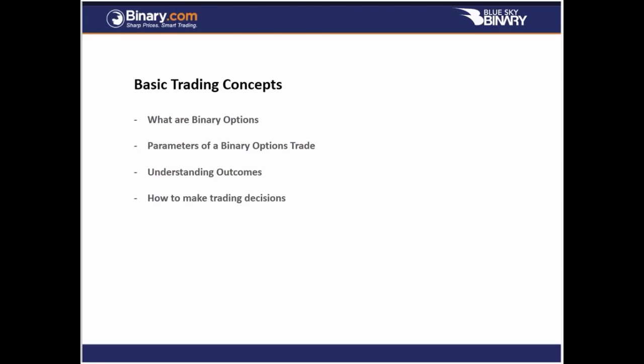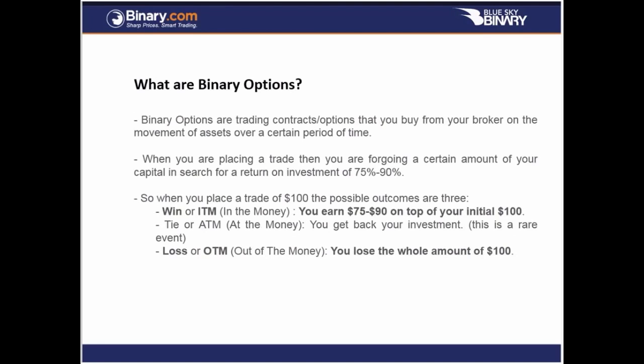So let's begin. So what are binary options? Binary options are trading contracts, or also called trading options, that you buy from your broker on the movement of an asset over a defined period of time. So you're placing a trade where you are foregoing a certain amount of your capital, so a percentage of your capital, in that single trade in search for a return on your investment that goes from 75% to 90%.